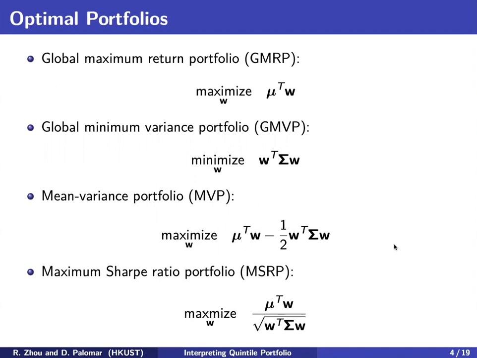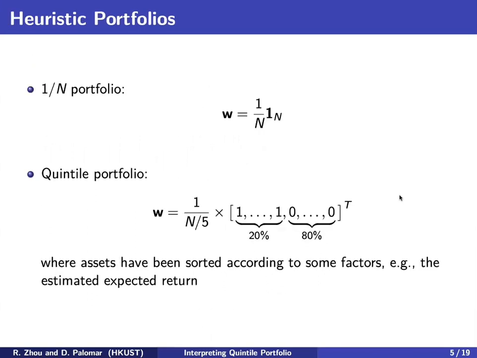But actually, in the industry, the practitioners do not like these optimal portfolios. They prefer another kind of portfolio. It's usually called the heuristic portfolios, for example, the 1/n portfolio. It allocates the weights equally to each asset.